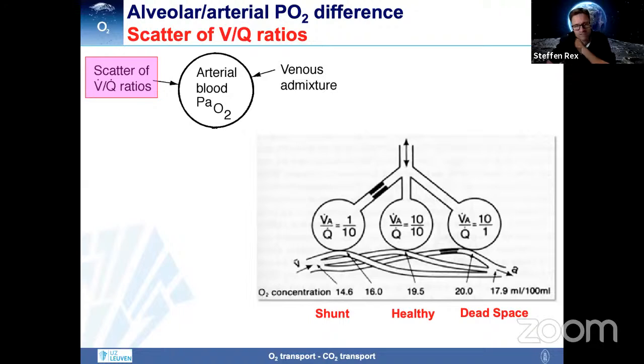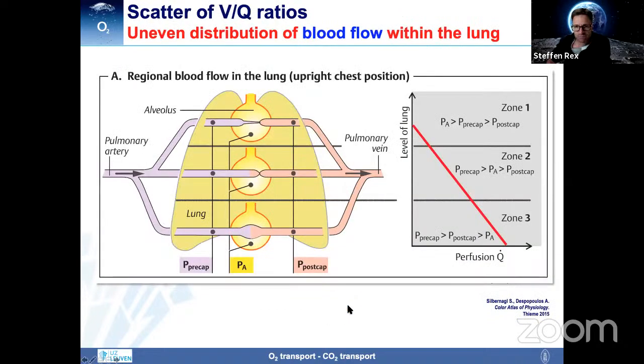This has to do with two factors. First, with a scatter of VQ ratios, and second, with venous admixture. So in the ideal world, we have 5 liters of ventilation in the lungs, VA, and 5 liters of perfusion in the lungs. So we have a VA/Q relationship of 1. Then we would have no problems. But in the extremes, we also have lung areas that are ventilated but not perfused, the dead space. And we have lung areas that are not ventilated but perfused. They cause a shunt. And you all know these lung zones of West.